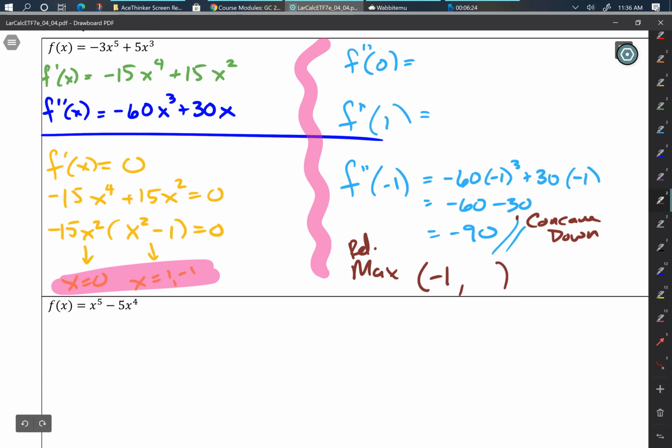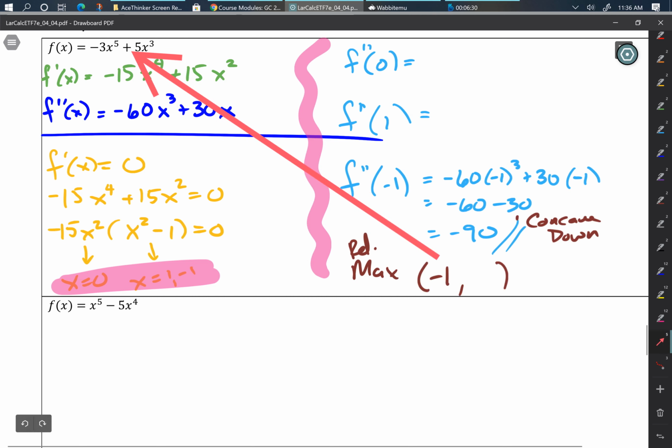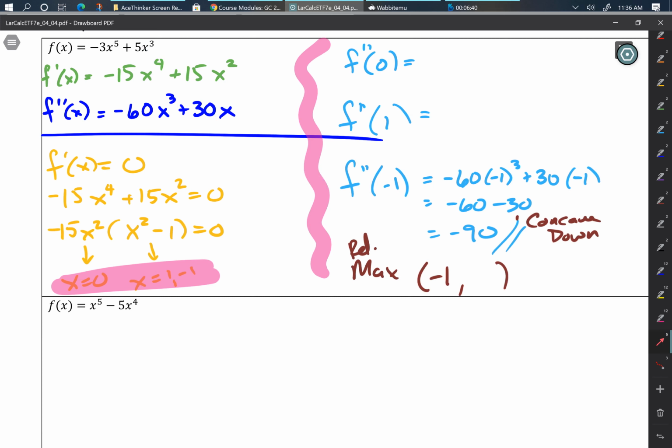and then what's going to be the y value there? Well, the only way to figure that out is to take this -1 all the way back to not f prime, not f double prime, but the original function f, and evaluate it. Right? So when I evaluate that function with a value of -1, I'm going to get +3 and a -5, so a -2. And so we have a relative max.